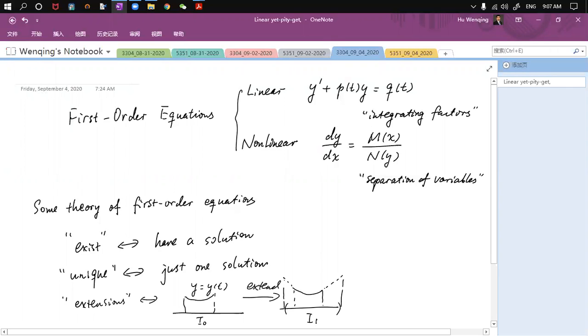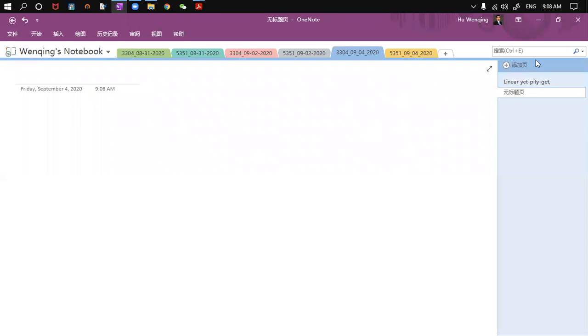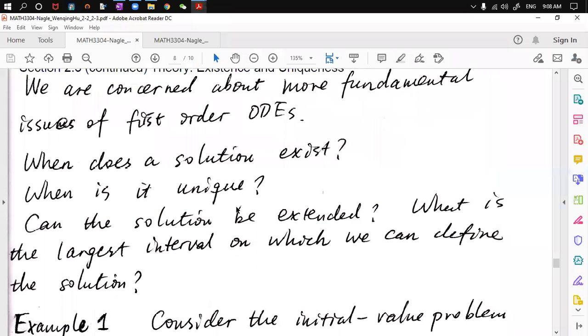So that's kind of, but when you extend your solution, you have to keep the solution as its original one on the original interval. You just want to make the interval larger. That's the point. Okay, so that's the thing about extensions. So that's kind of the questions that we have for the beginning of today's lecture.